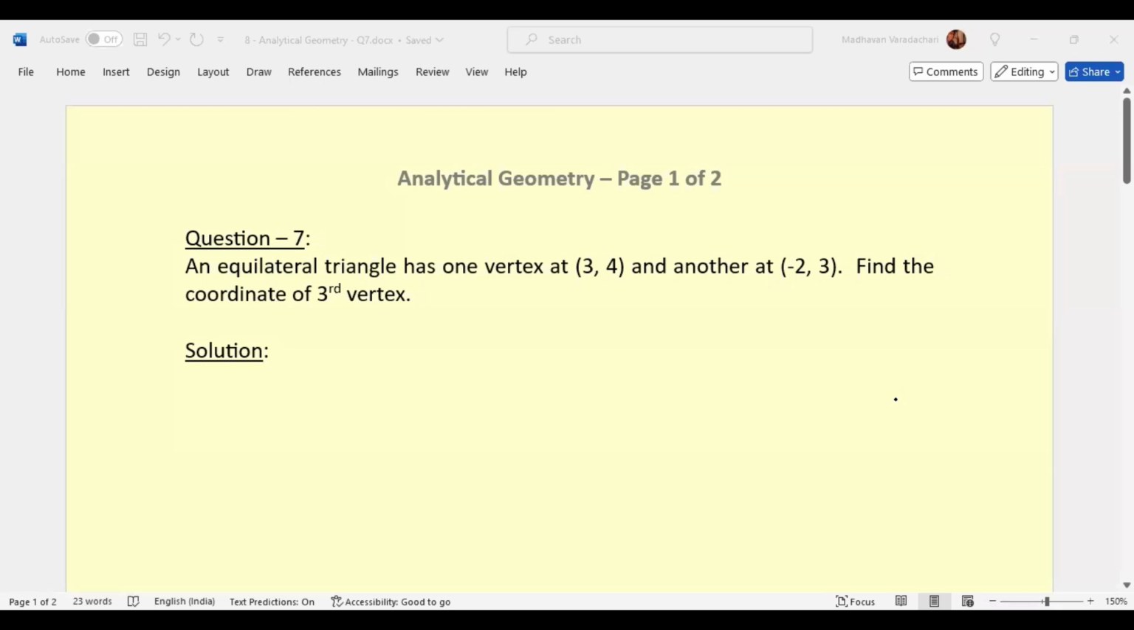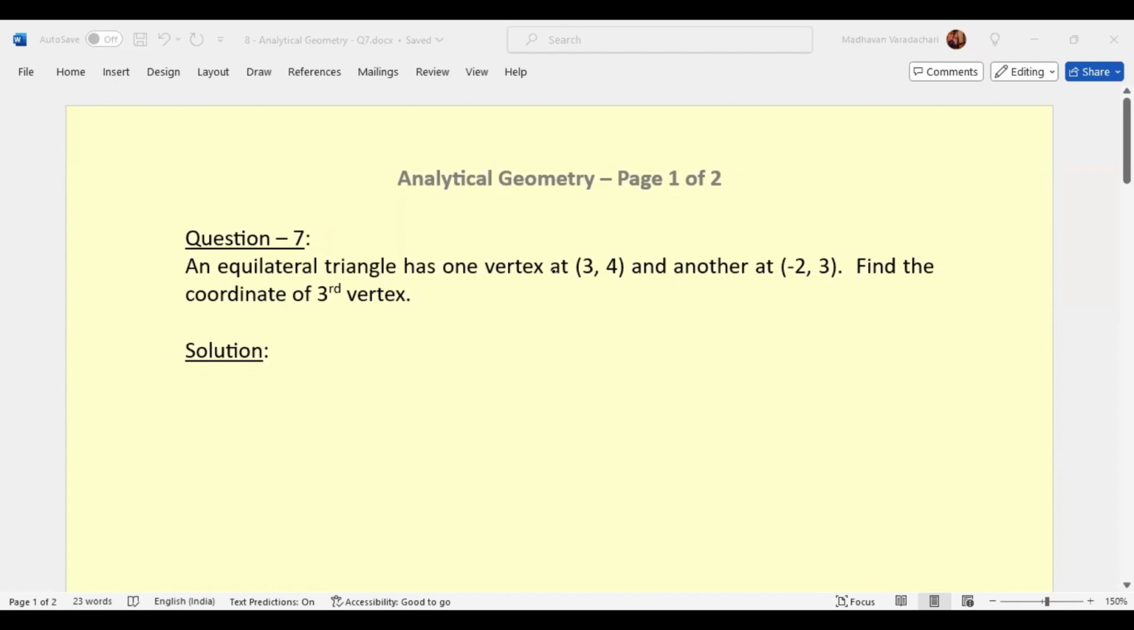Hello everyone. In continuation to our topic analytical geometry, this is question 7. An equilateral triangle has one vertex at (3, 4) and another at (-2, 3). Find the coordinate of third vertex.